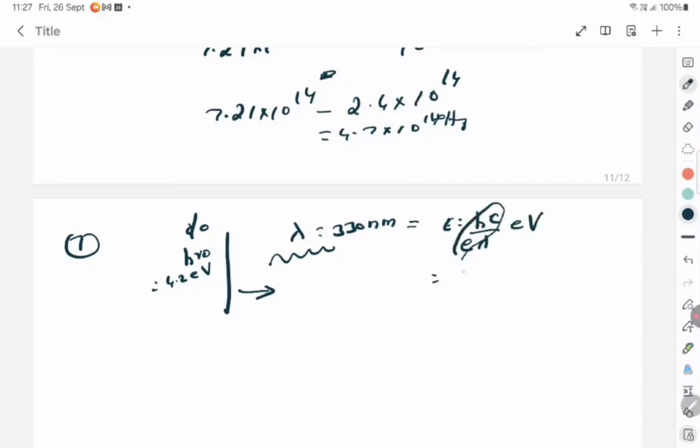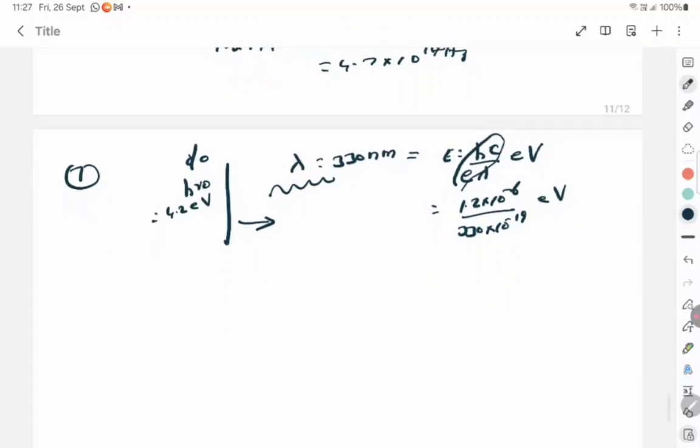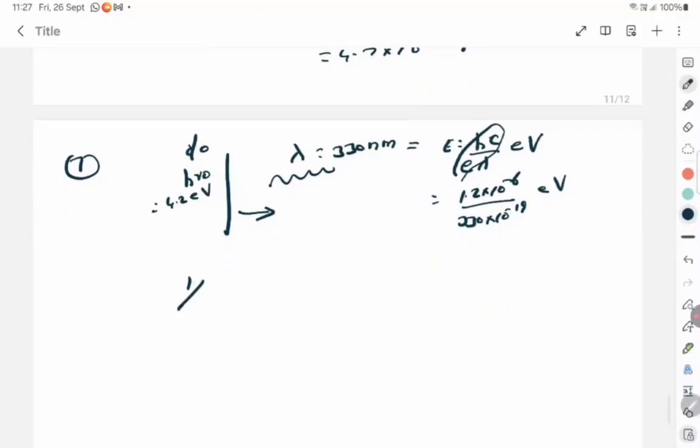And hc by e itself is 1.2 into 10 to the power minus 6 by lambda, 330 into 10 to the power minus 9. That will give my answer in electron volt. That's a beauty. And this is the whole setup of this. So then you write half m v max square is equal to h nu minus h nu naught. The question is whether you need to write it as e V naught, whether you have to use a stopping potential anywhere. It depends on the question.